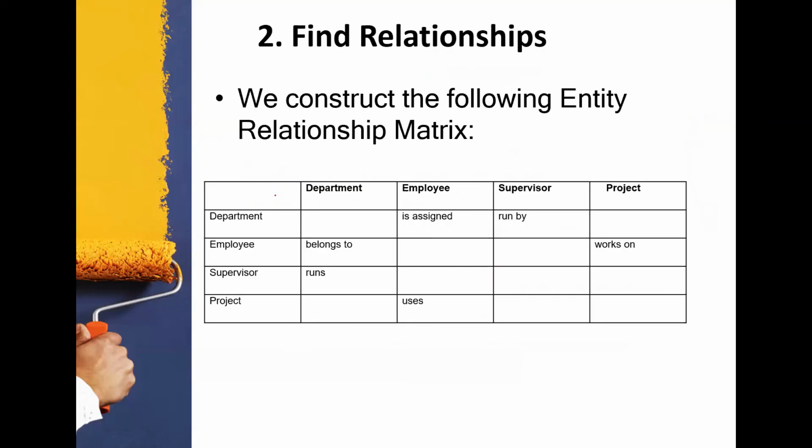Okay, termasuk dia. So yang kedua kena find the relationship. We construct the following entity relation matrix. Dia gunakan matrix. Dia ada row dengan column. Okay, row dengan column. So dia buat department, dia letak entity, department, employee, supervisor, project. Lepas tu dekat column department, employee, supervisor and project. Okay, dia pun tengok. Department dengan department ada apa-apa tak? Tak ada, dibiarkan kosong.